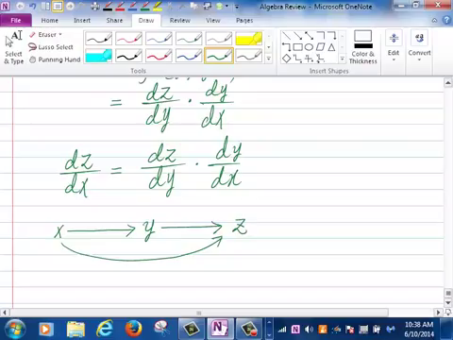The easiest way to remember this formula is to think of these as fractions and you're canceling out the dy's. But of course, that symbol doesn't mean arithmetic division. Is everybody okay? So this is another form of the chain rule.